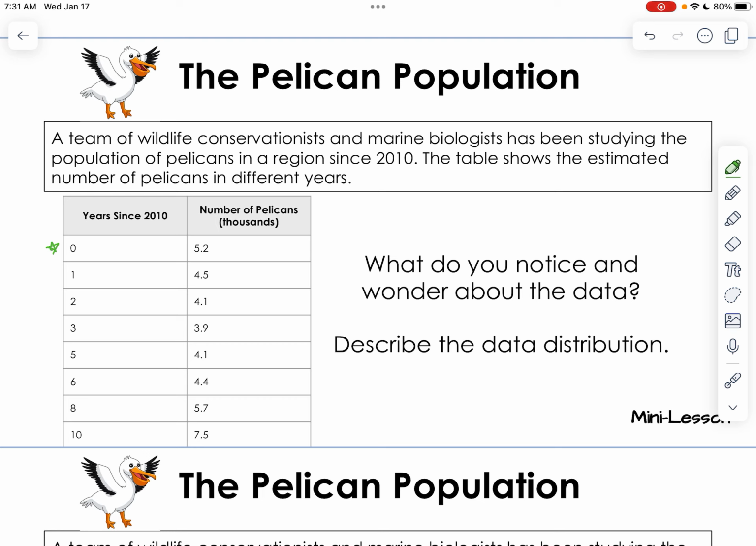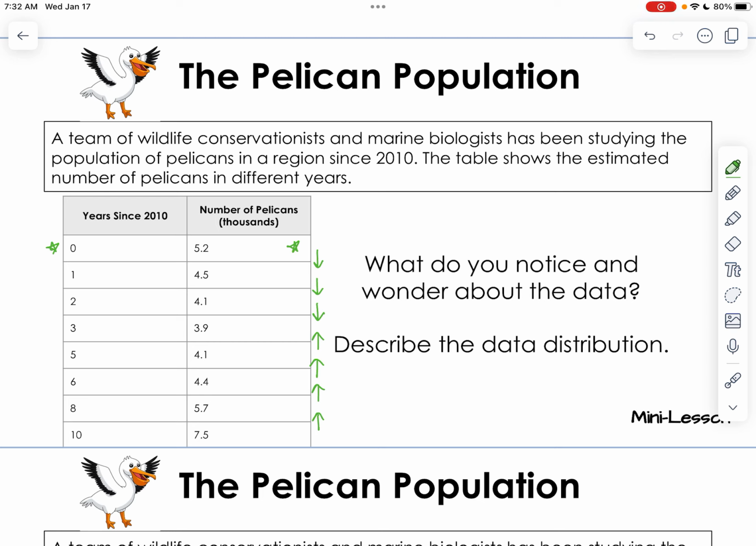So this is just the years since 2010. This would technically be our X value, it's time. And then the Y value, the number of pelicans in thousands. It starts at 5.2 thousand, and then it's decreasing to 4.5, then it decreases to 4.1, then it decreases to 3.9, but now it increases to 4.1, and then it increases to 4.4, increases to 5.7, and increases to 7.5.